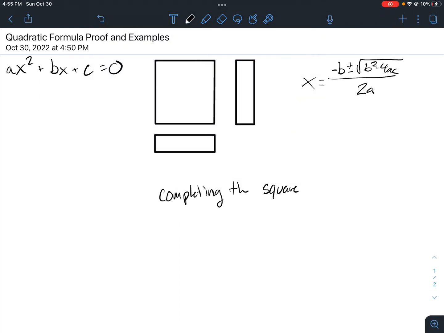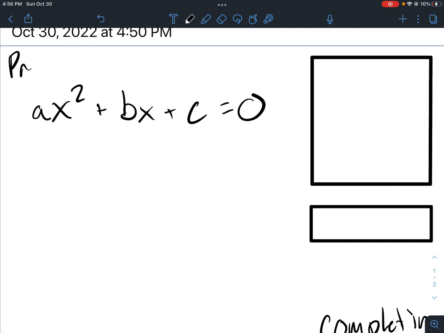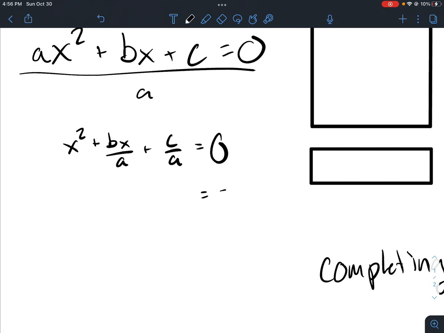So let's just go ahead and start working through. Let's take our formula, and since we're doing a proof, we could go ahead and write our proof up here. So this is a quadratic formula. The first thing that we're actually going to do is just divide everything by a. So I'm going to start with x squared plus bx over a plus c over a, and that is equal to 0. And then I'm just going to bring this negative c over a to the other side.